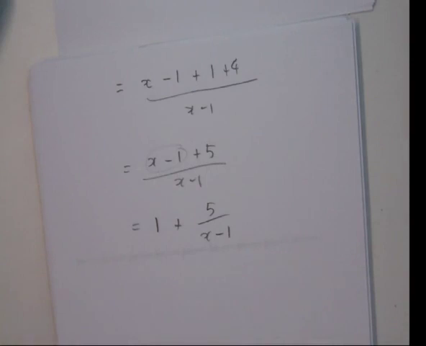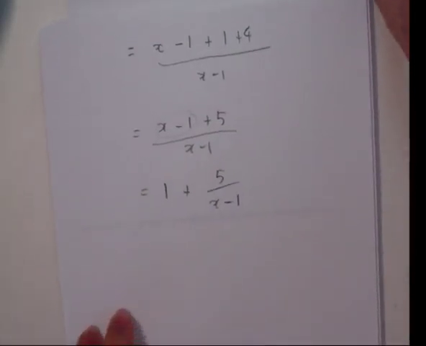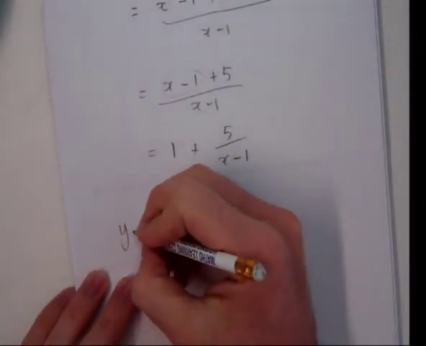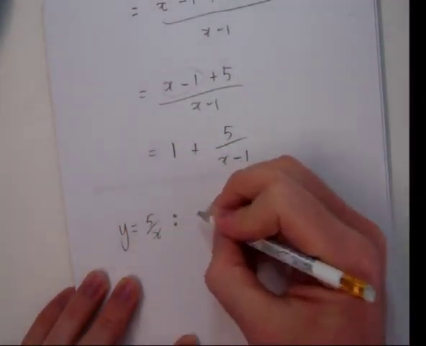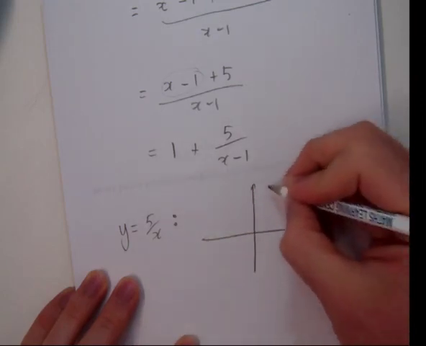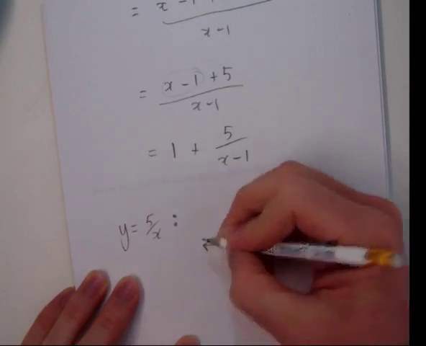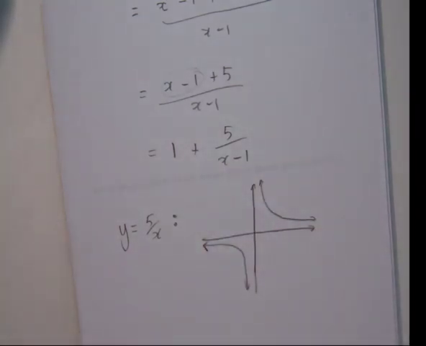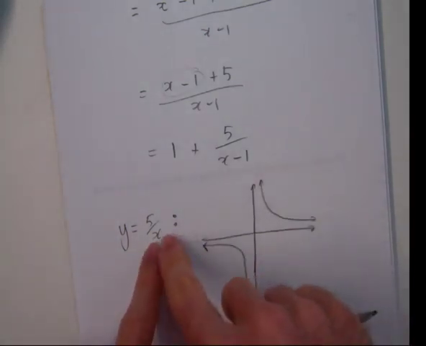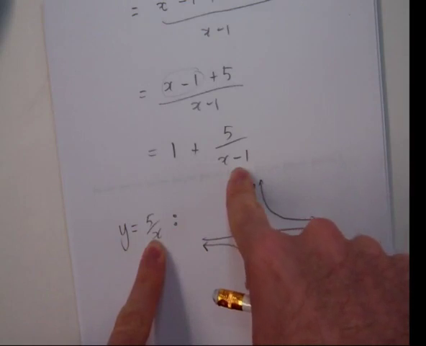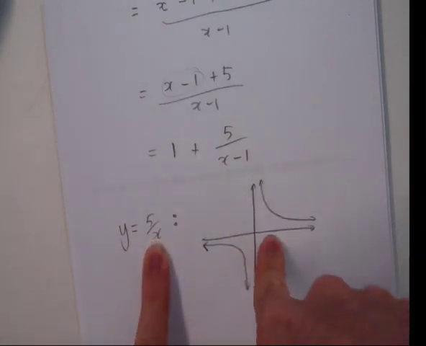Why was that useful, you ask? Well, I can draw this because I know what y equals 5 over x looks like. 5 over x looks like that. And my function, instead of x, it has x take 1, which means it's moved in the opposite direction on the x-axis.